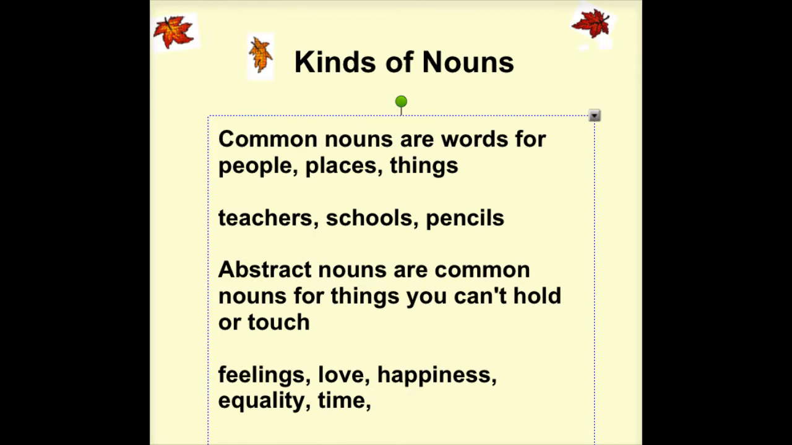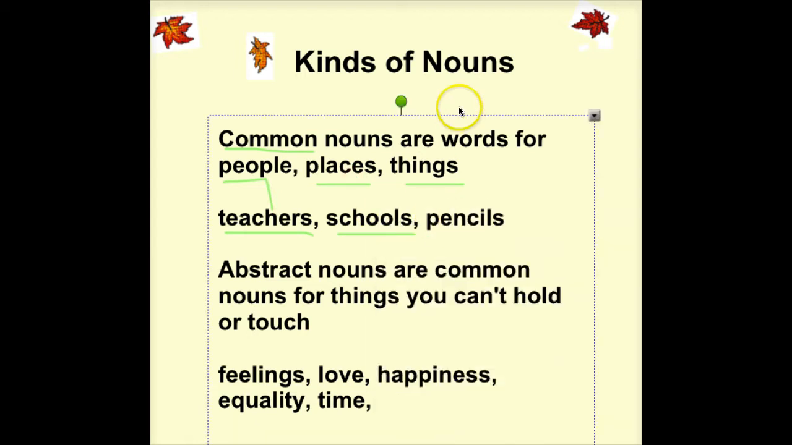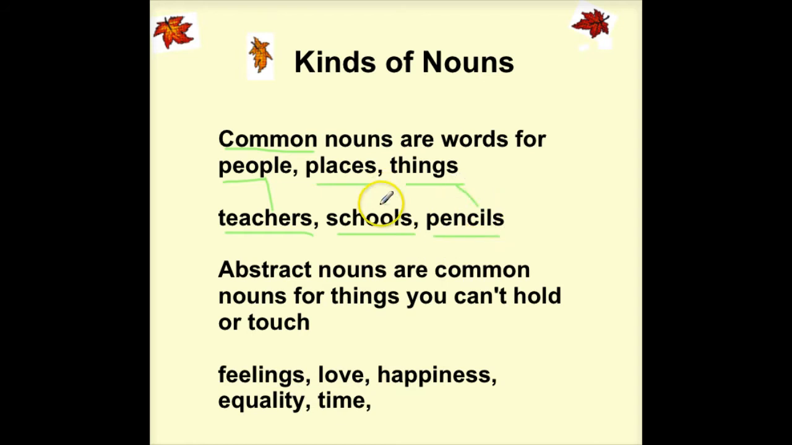Kinds of nouns. There are common nouns, and that's the nouns we're probably most familiar with. Common nouns are words for people, places, and things. Words like teachers. Teachers are people. Schools. Schools are places. Things. Pencils. Pencils are things that teachers use when they're in school. So, common nouns are words for people, places, and things.